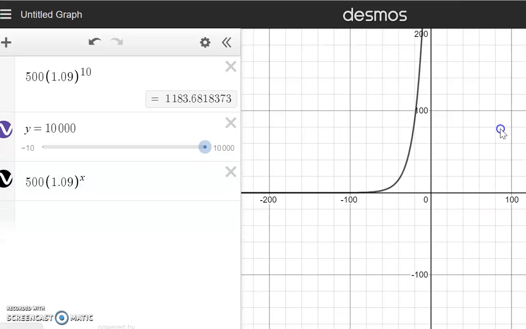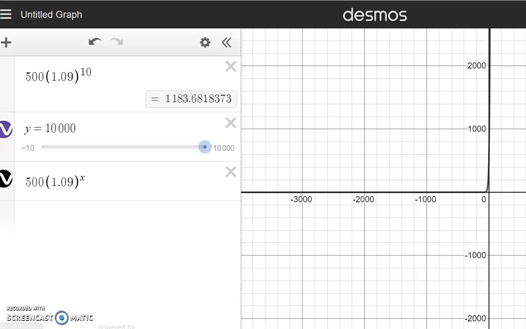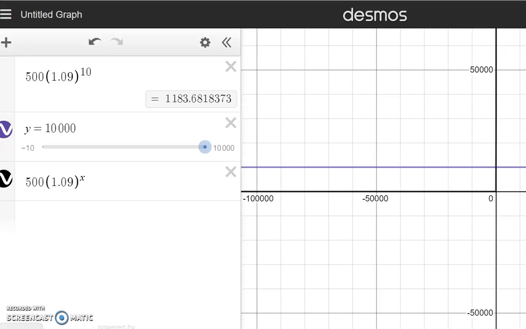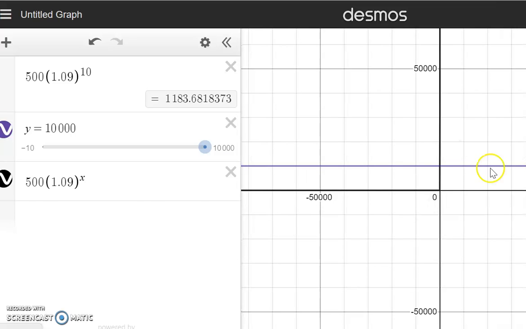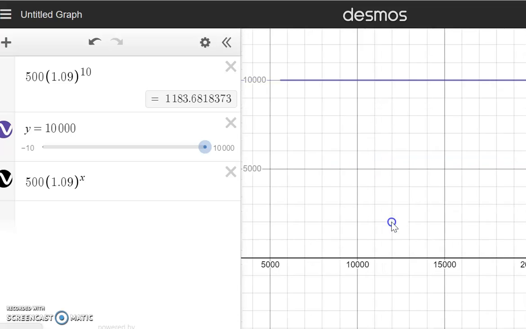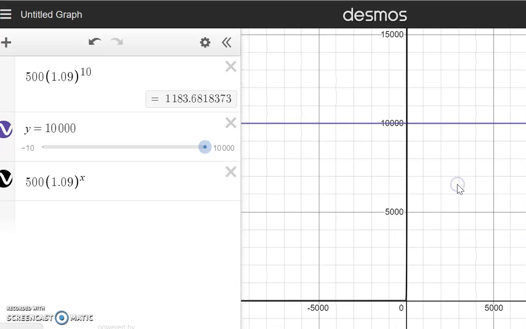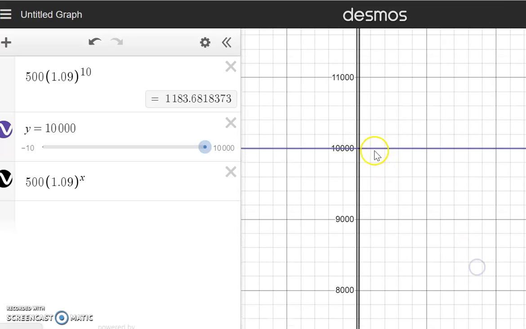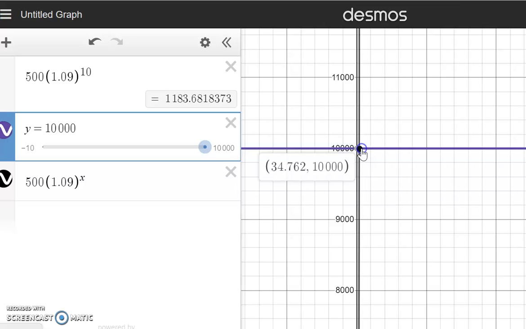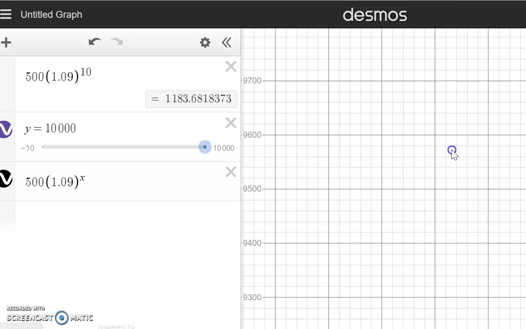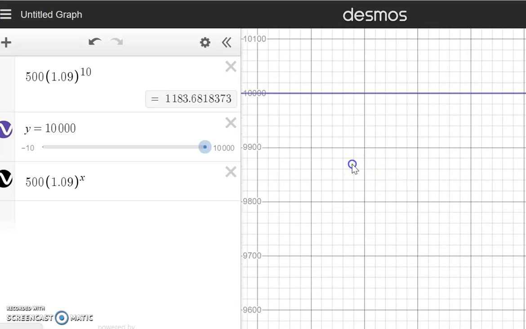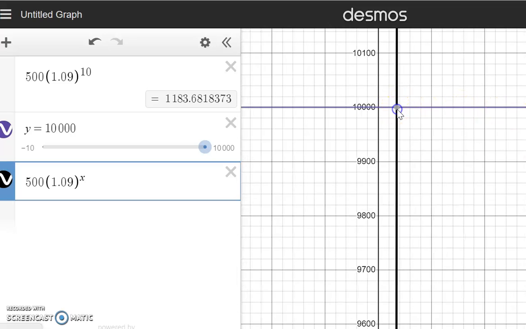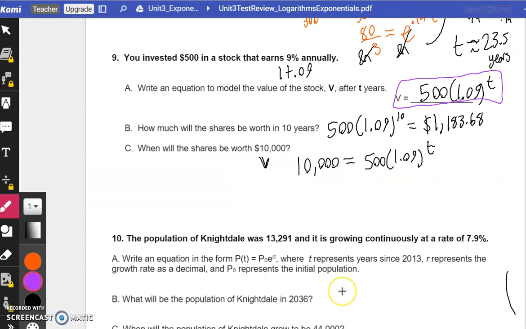I can zoom out on the graph over here for you guys. And then zoom in so I can get a clear picture of the point that I want. And I gotta zoom in a little further. So I can see that intersection is 34.8 if I round to the nearest 10th. So let's see if we can get that another way.